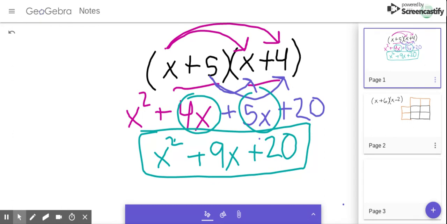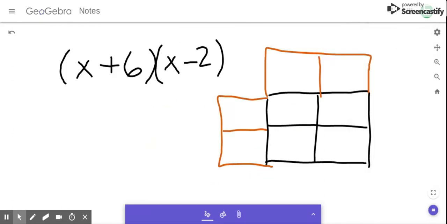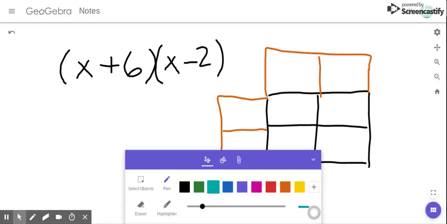Now, a lot of people don't like this method, so if you struggle to organize this, I'm going to show you another way to do this as well. So I like the box for organizing multiplication, and this also works as the numbers get bigger than binomials, so like trinomials or polynomials with 4 terms.